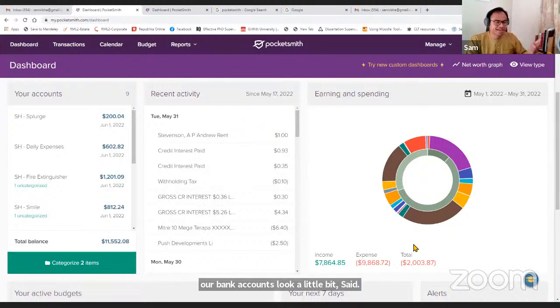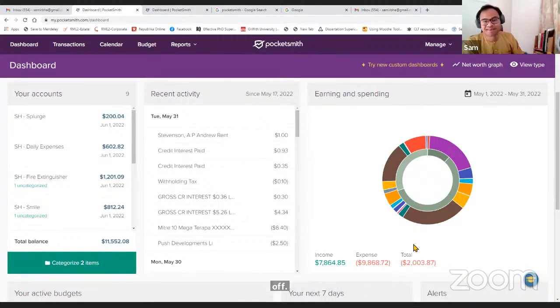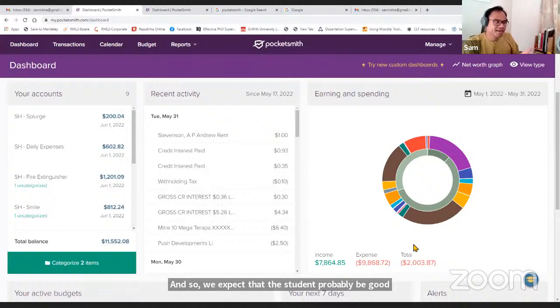Because we've already spent that money. We know exactly where that money is going, right? And I can look at this and go, yeah, you know what? That's fine. That's a one-off. We're unlikely to go traveling again this month, in June. And so we expect that this June will probably be in the green again. And being in the green is where you want to be, right?